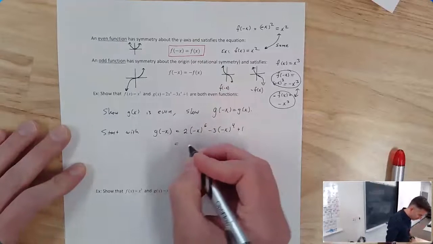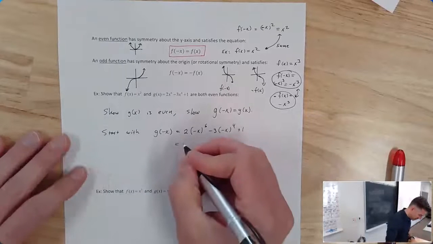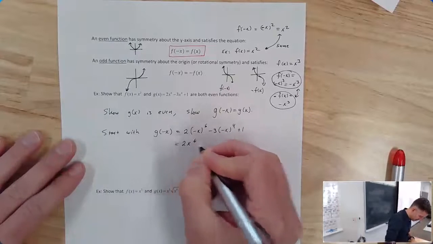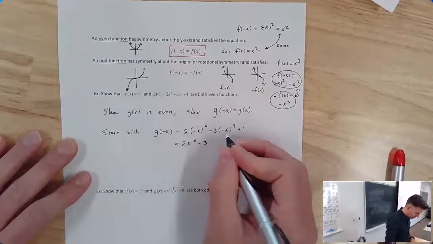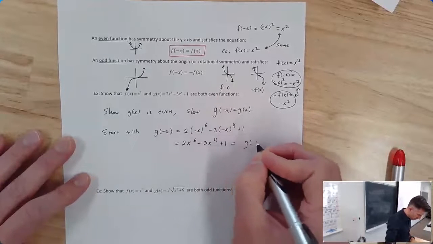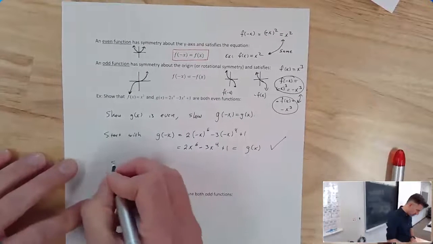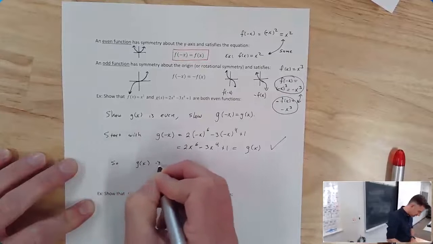So here we end up getting, well, negative x to the 6th is negative x times itself 6 times, which is going to be 2 times positive x to the 6th minus 3 times positive x to the 4th plus 1. Oh, that's definitely the function I started with. Check. That means it's an even function. So g of x is indeed even.